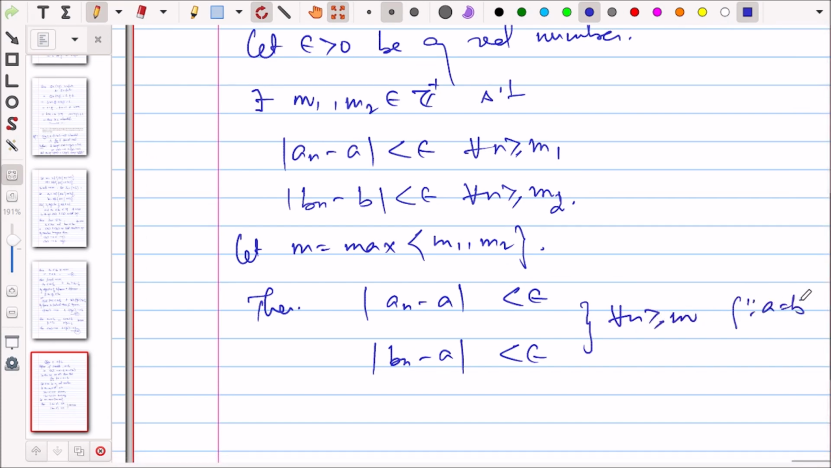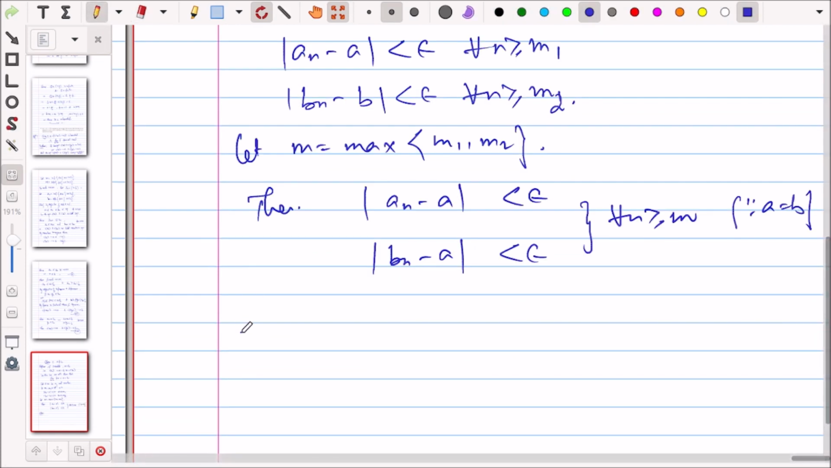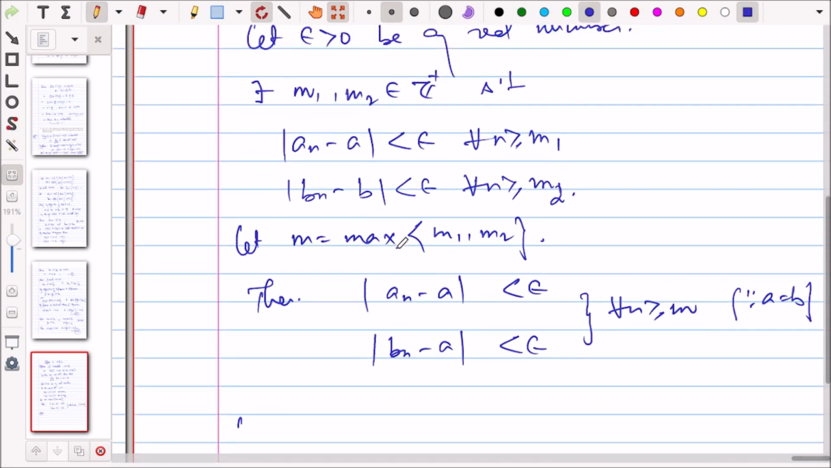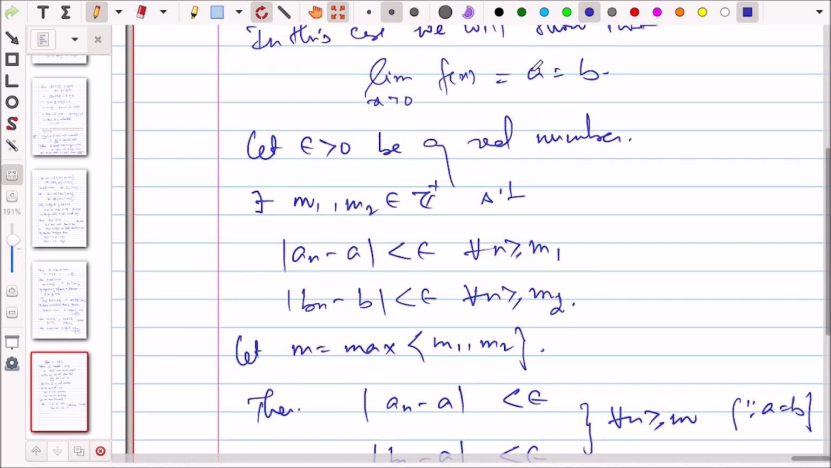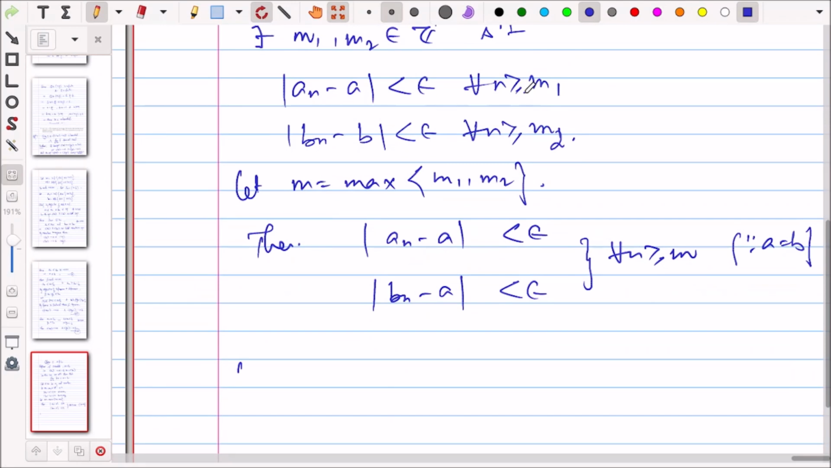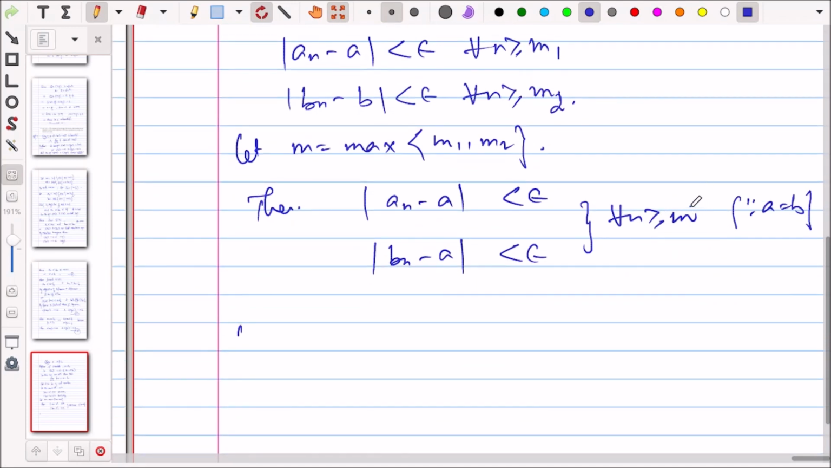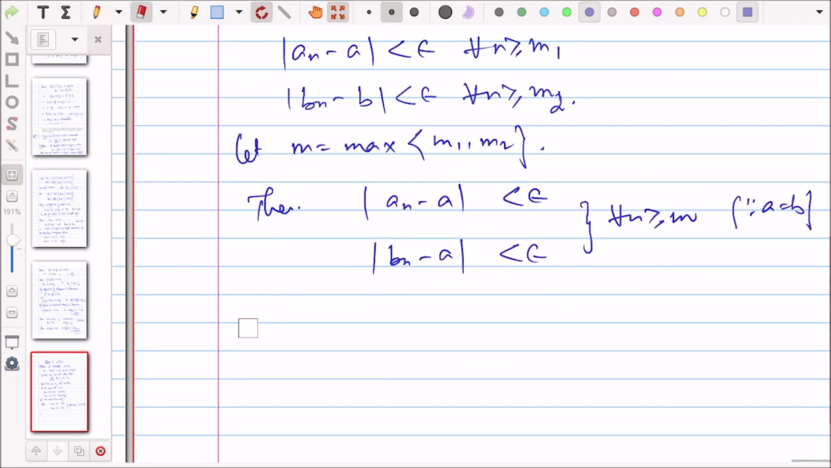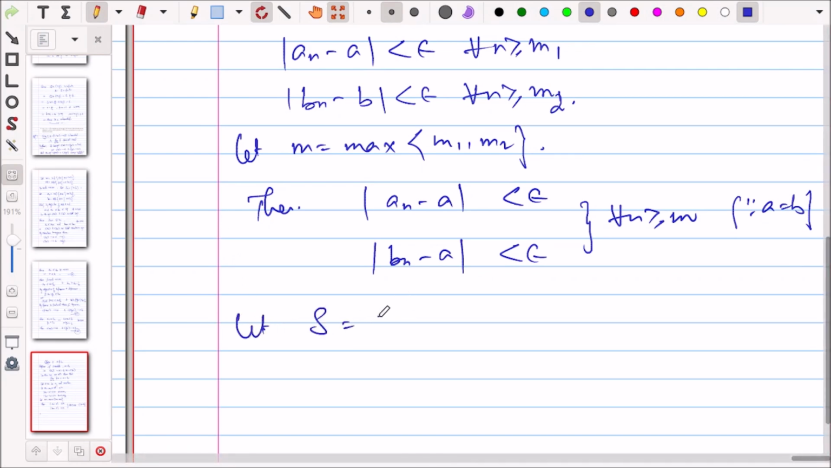Since a is equal to b, we are replacing b by a. So now we have to show that limit x tends to 0 of fx is equal to a. So we will have to find some delta such that fx minus a is less than epsilon whenever x minus 0 is less than delta. Delta should depend on this m, so let delta equal to 1 by m, which is greater than 0.